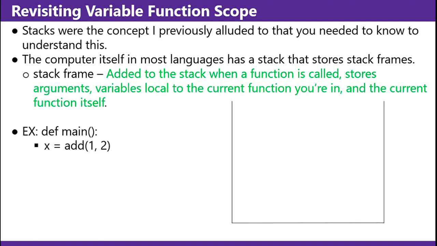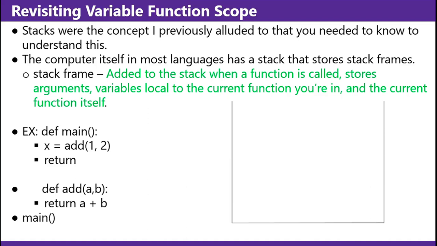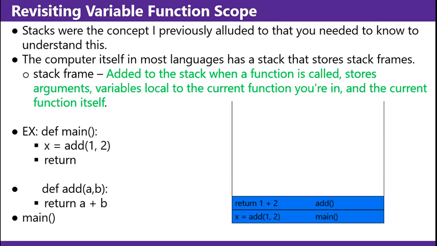Def main, x equals add 1, 2, return. Add a, b, return a plus b. Call main. Main is added and it says x is going to be the result of calling the add function with 1 and 2. You pop another stack frame on with the add function and it tells you you're going to return 3. 3 is given back. x now equals 3.